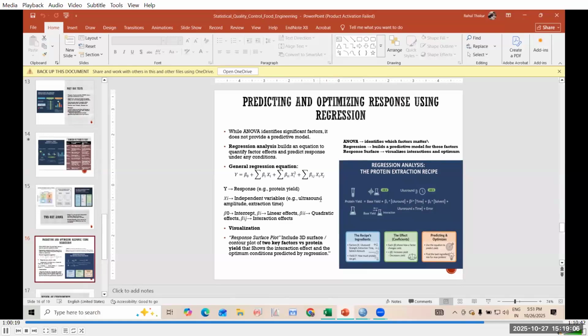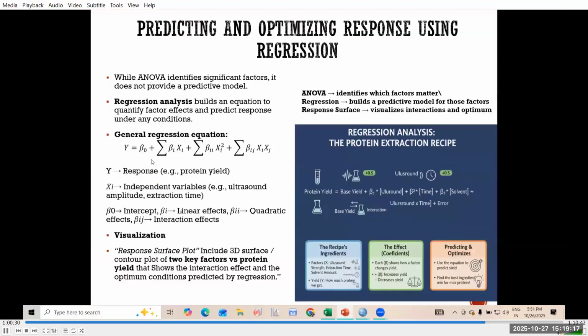After identifying the important factors using ANOVA, we build a regression model. Regression gives us a mathematical equation. Here you can see the format of the mathematical representation of a regression equation: y equals beta naught plus the summation of beta i xi, plus the other terms.